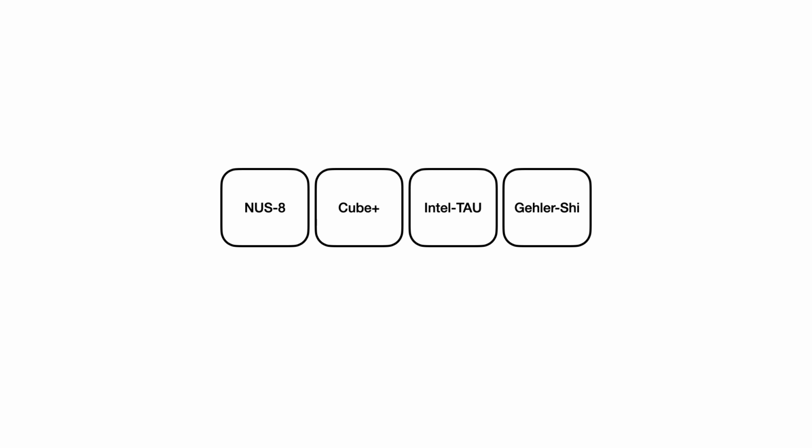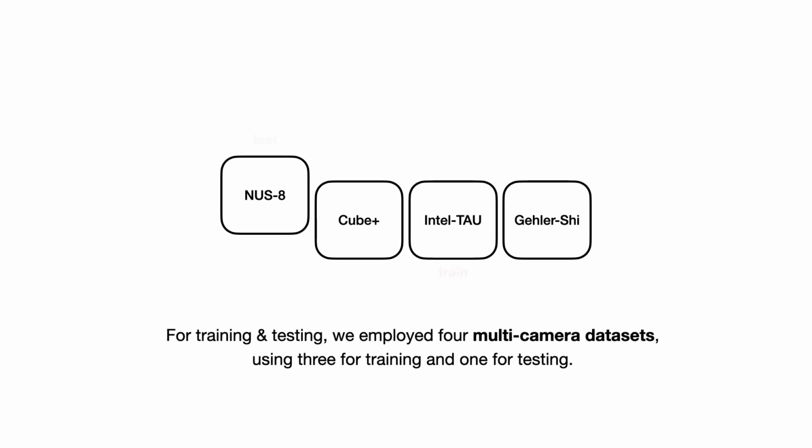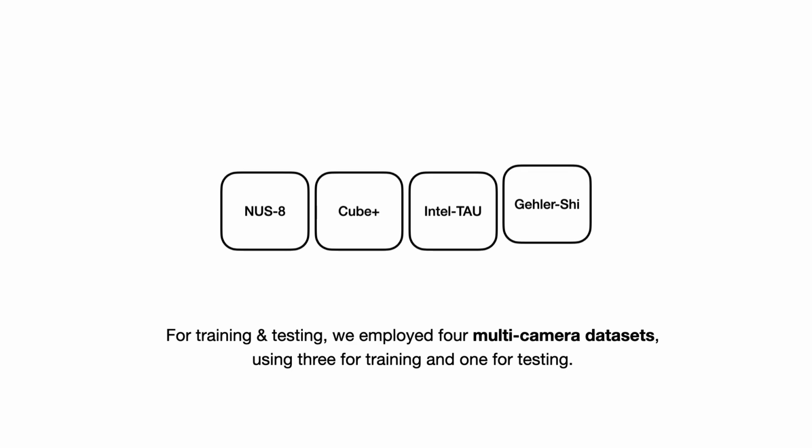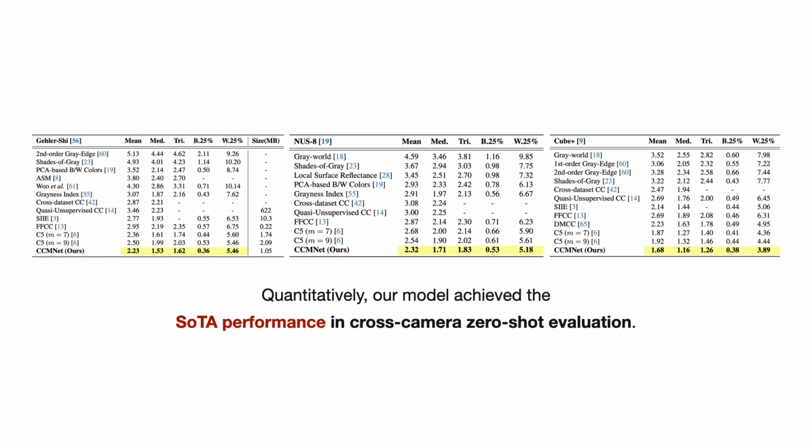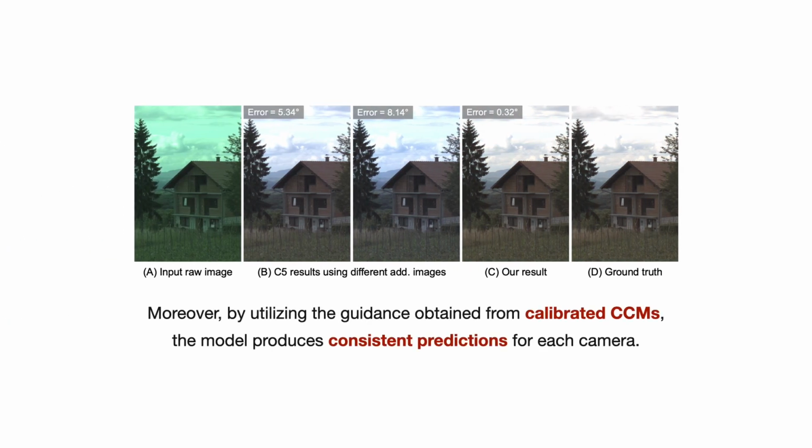For training and testing, we employed 4 multi-camera datasets, using 3 for training and 1 for testing in a leave-one-out manner. This ensures that the model is always evaluated on completely unseen cameras. Quantitatively, our model achieved state-of-the-art performance in cross-camera zero-shot evaluation, outperforming previous methods in accuracy. Moreover, by utilizing the stable guidance obtained from calibrated color correction matrices, our model produces consistent predictions across different cameras without the instability issues seen in prior approaches.